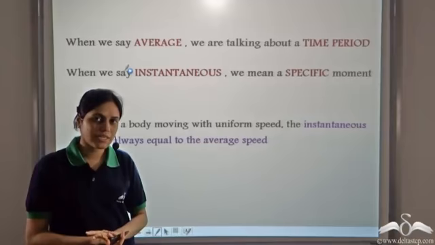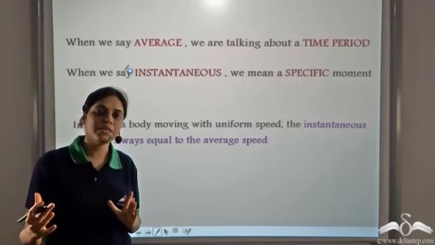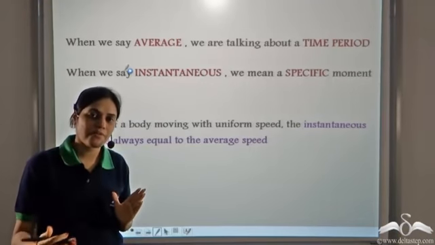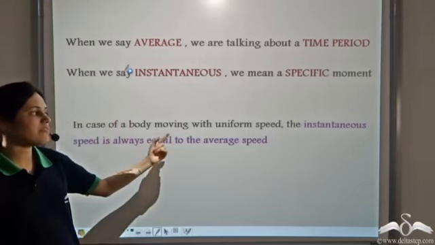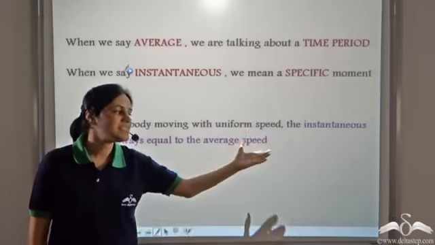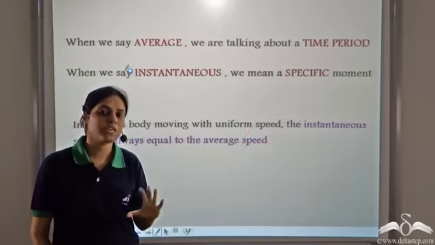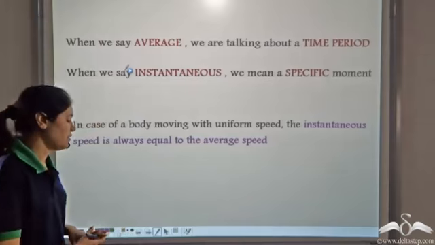We have already studied that average speed is the speed with which the body will travel if it has uniform speed. So if a body travels with uniform speed, the instantaneous speed will always be equal to the average speed.